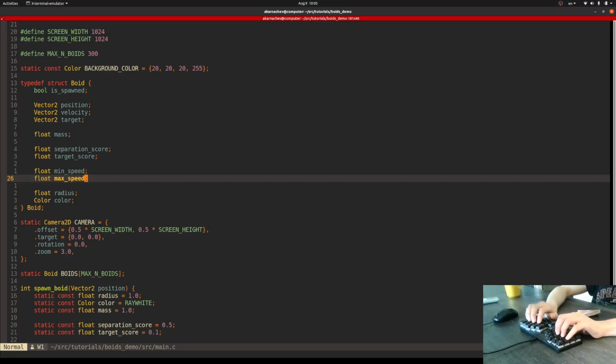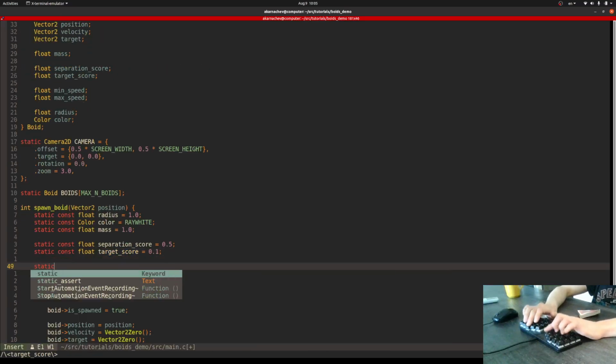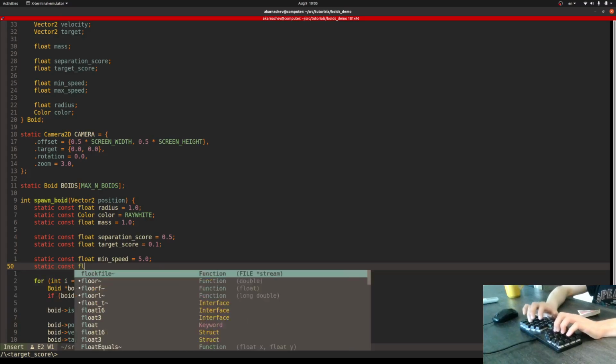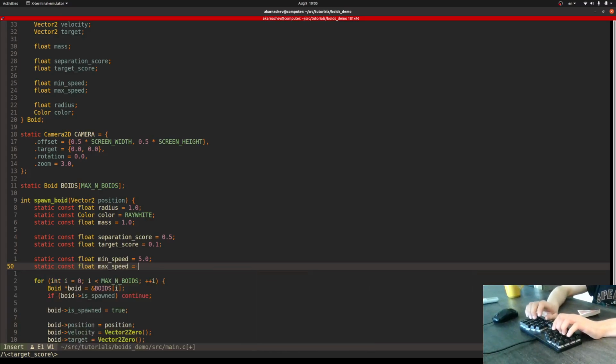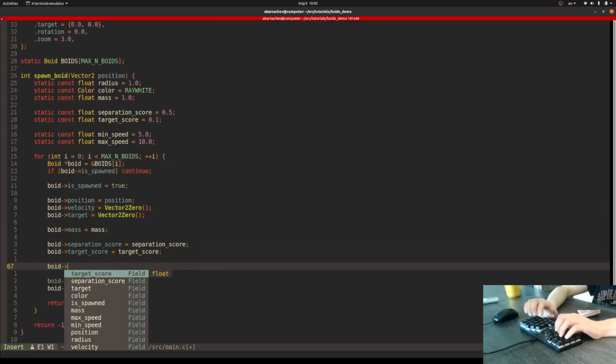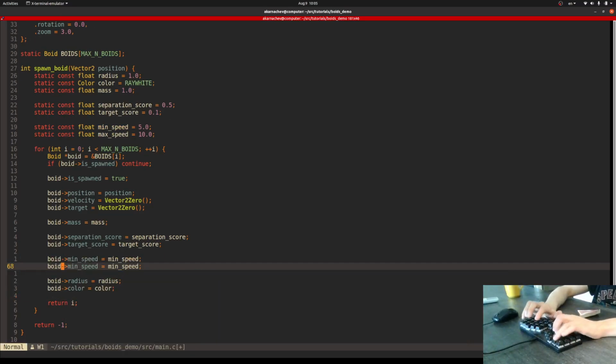Okay, let's set them. Target score, static const float min speed is equal to, for instance, 5. Static const float max speed is equal to 10, for example. And I want to set them. Boid min speed is equal to min speed. Boid max speed is equal to max speed. All right.